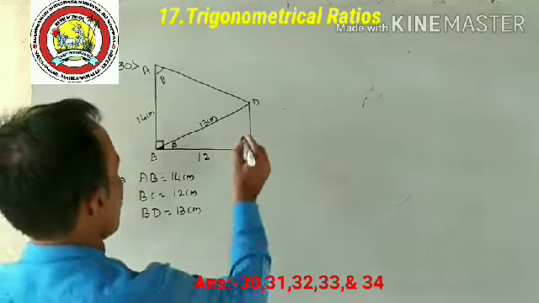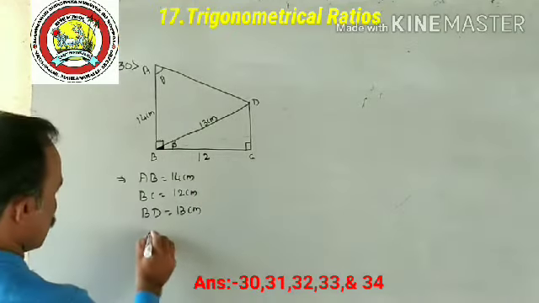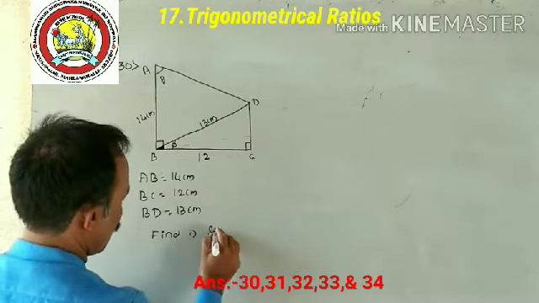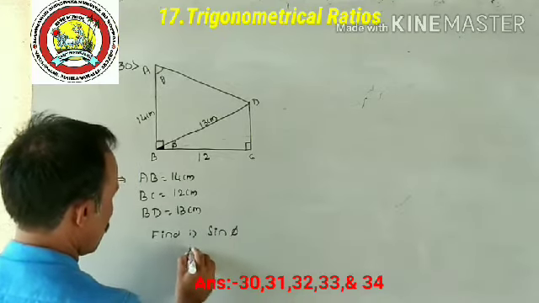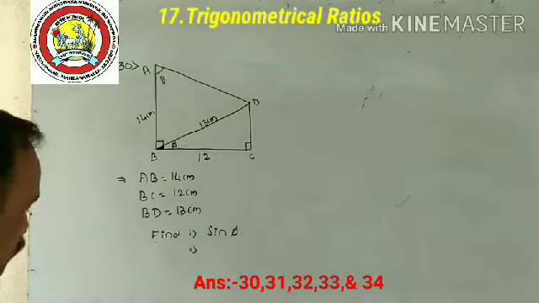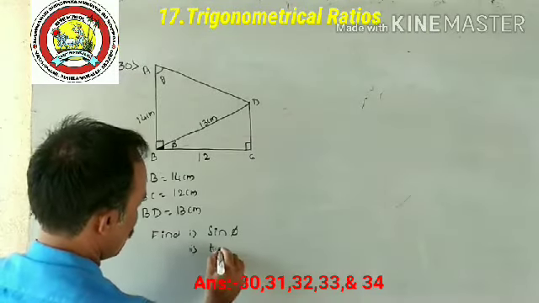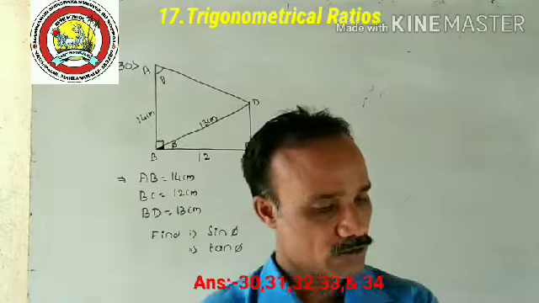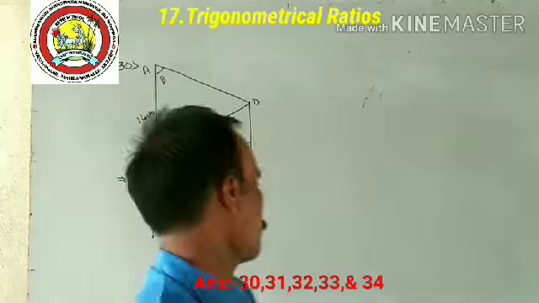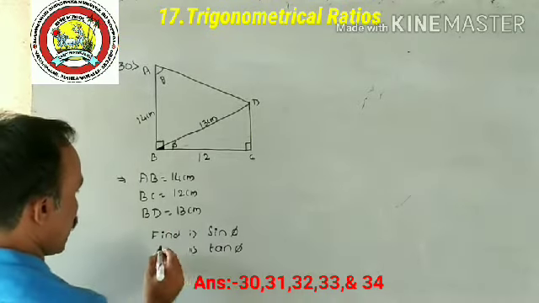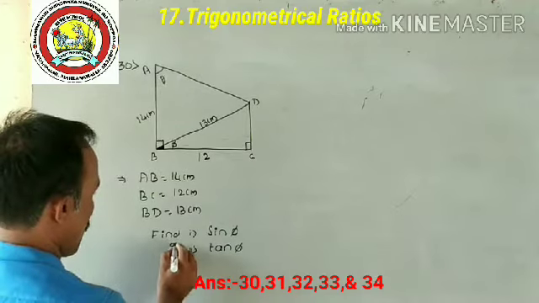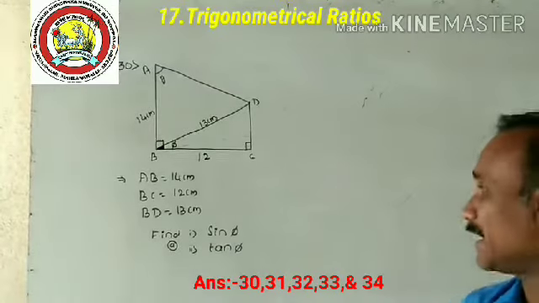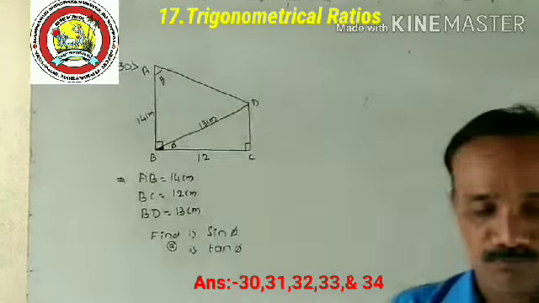The question is find: first one, sin phi, not theta. And the second question is tan phi. And a hint is also given: write an expression for AD in terms of theta. This is the find question number A. This one: sin phi and tan phi. Write an expression for AD in terms of theta.